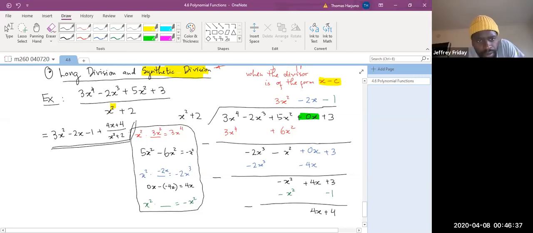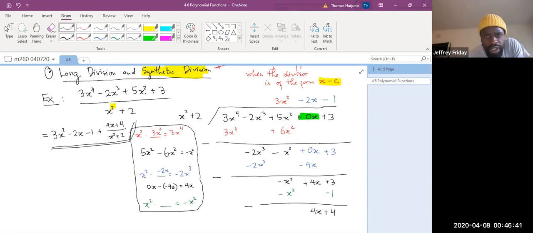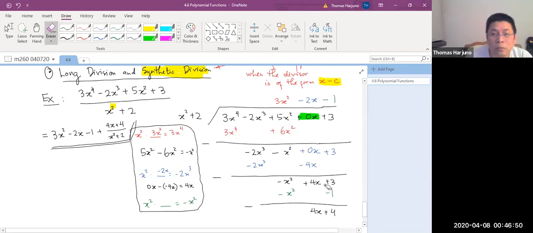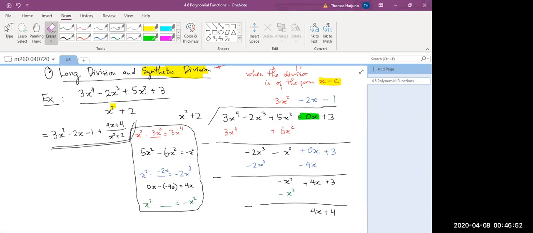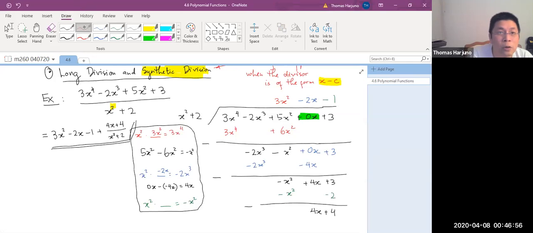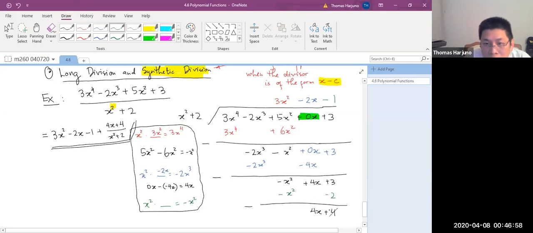Question? Go ahead. Weren't you supposed to multiply negative 1 by 2? Oh yeah, that's right. Who wrote that negative 1? It's negative 1 by 2. My bad. So let me write it as a correction instead of just erasing it. It should be 5 here. Is it okay now?